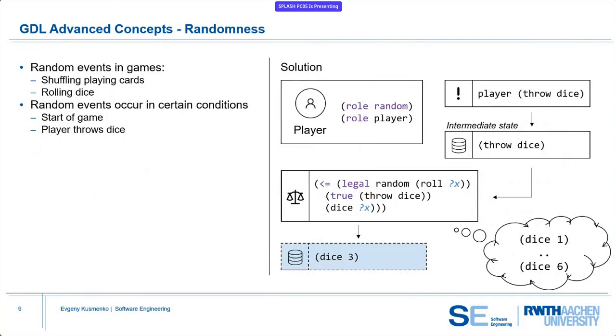So maybe let's have a look at how random events are implemented. For this, we introduced a specific player, which we call random. This player has its turn whenever some random events need to happen. And then we define a legal action, for example, throw dice, and say, in this event, a value for a die should be chosen. And then we know dice have values from 1 to 6. So the value will be chosen at random at runtime then.